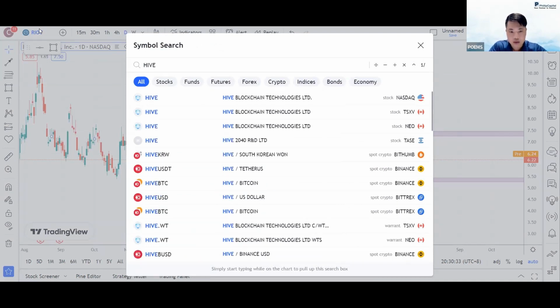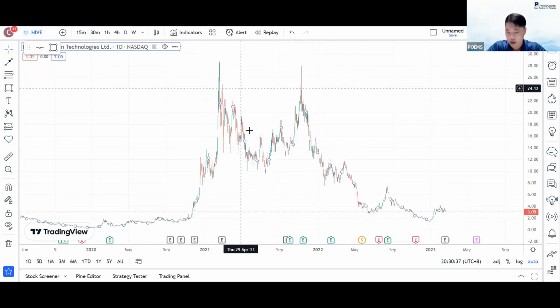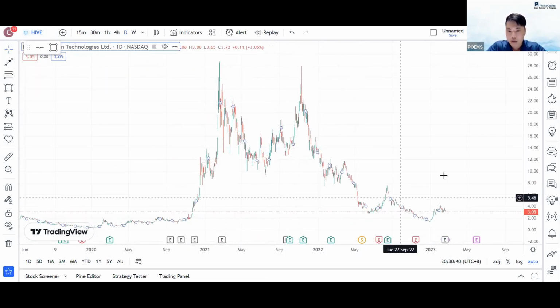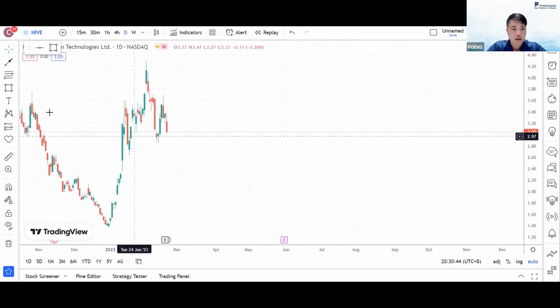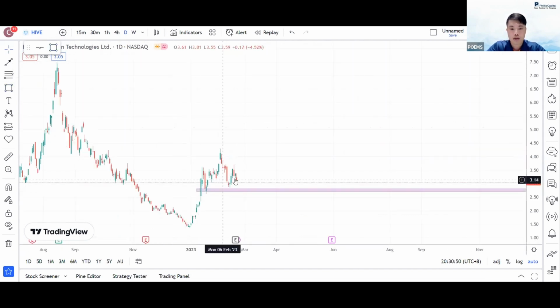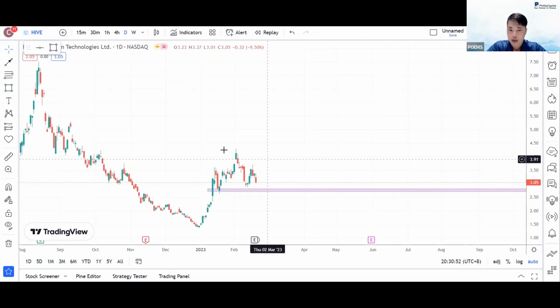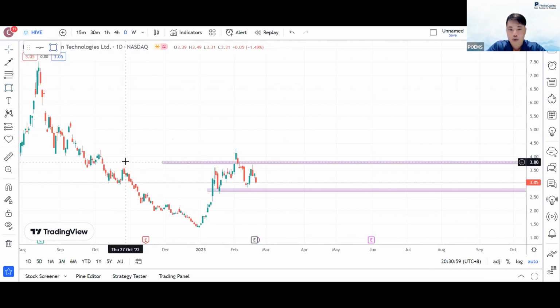Then the next one will be Hive. And you realize it's very similar, same as Mara, right? Actually, pretty much the same bearish movement. Immediate support for Hive will be somewhere around 2.6 to 2.8, and it's pretty much range bound. Then immediate resistance will be somewhere around 3.8 to 3.9.